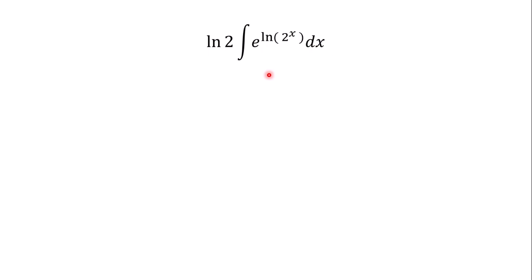Now here we are going to do substitution. We are going to let u be equal to ln 2 raised to the power x. Now from the laws of logarithm, this x here can be written at the front here. So let's write it there. u is equal to x ln 2. Here we are going to differentiate.